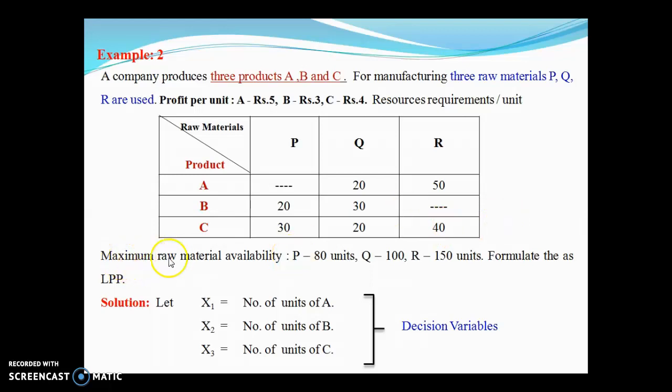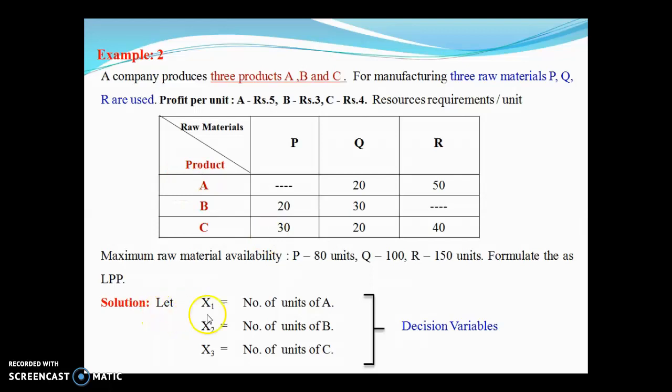Then the maximum raw material availability, and again the non-negative constraint. The availability of raw material P is 80 units, Q is 100 units, and lastly R is 150 units. So this is the statement of the second problem, and we formulate the given LPP.